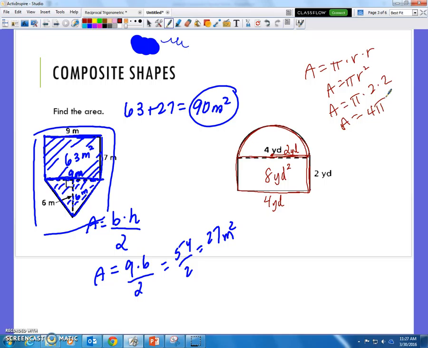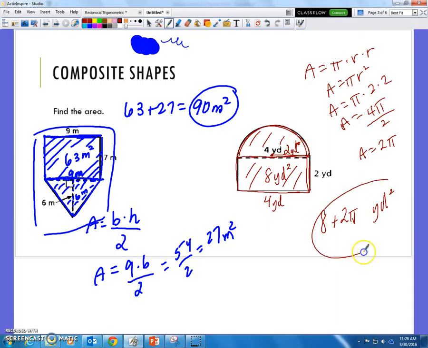All right. So if the whole area is 4 pi of a whole circle, we only want half of that. We're going to divide that by 2. So the area equals 2 pi. So total, we have a total area of the 8 plus the 2 pi. So I'm just going to say my area is 8 plus 2 pi yards squared. So that's it, 8 plus 2 pi yards squared.